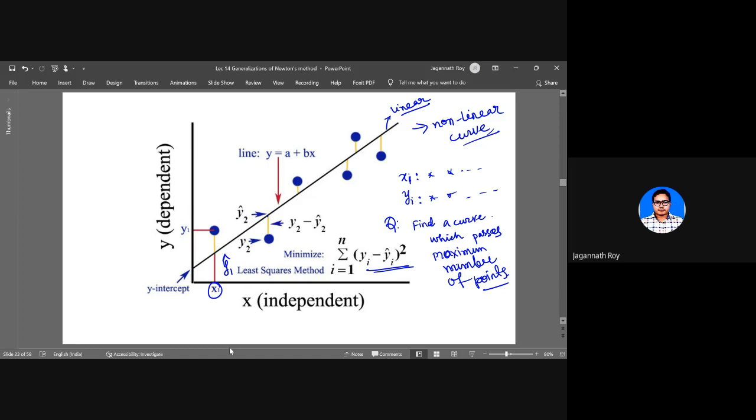At this point, we are taking y1 bar, and we'll take the square form, because sometimes the error is negative, sometimes it is positive. That is why we are taking the square term. Our aim is to minimize the total error. If we minimize this error, what will happen?